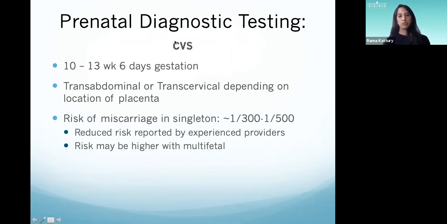So we'll talk about CVS. CVS is done typically between 10 weeks and 13 weeks and 6 days. We usually like to do it closer to that 12 to 13 weeks stage. We try not to do it too early, and we try not to do it too late. It can be done either transabdominally, meaning a needle through the belly, or a transcervical approach, depending on the location of the placenta. And the risk of miscarriage in a non-twin, singleton pregnancy is about 1 out of 300 to 1 out of 500.